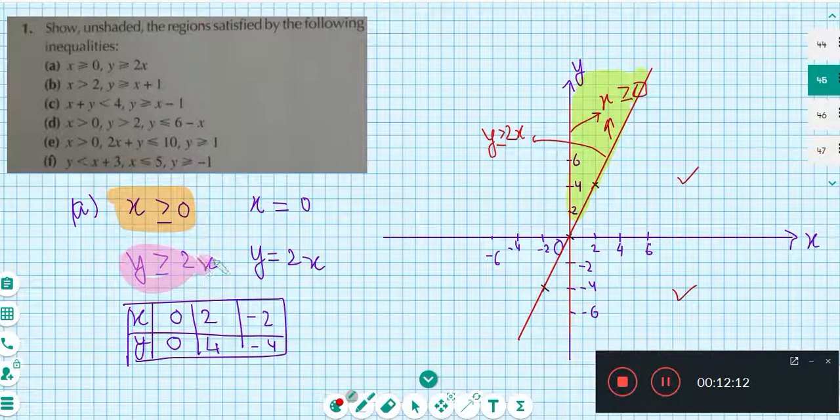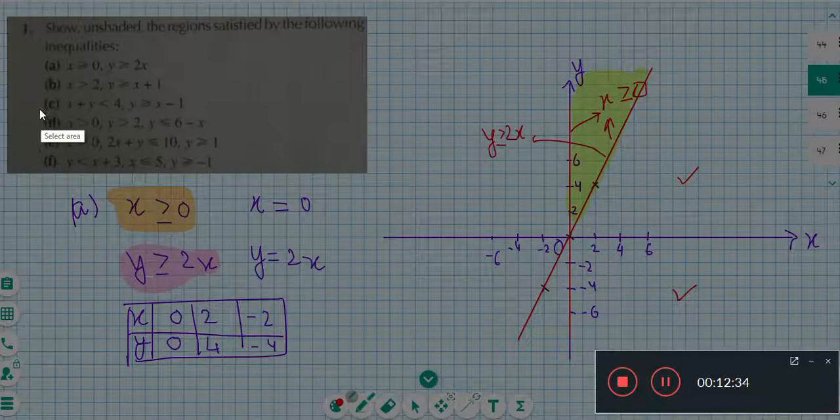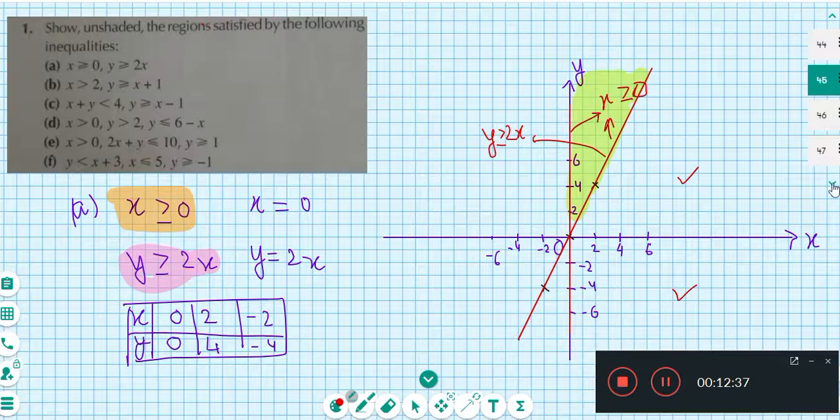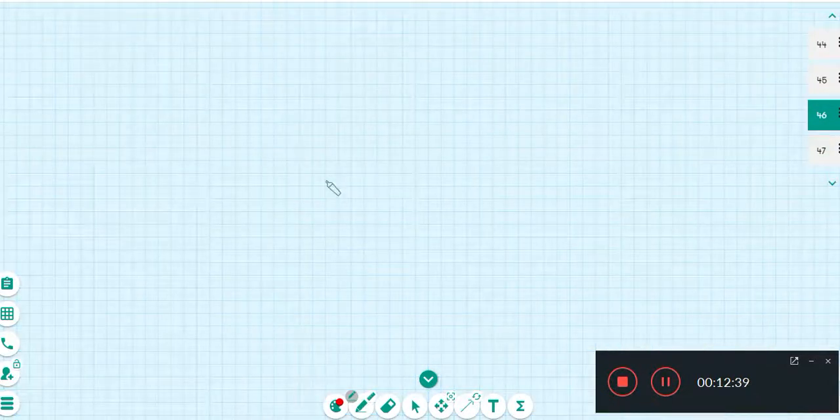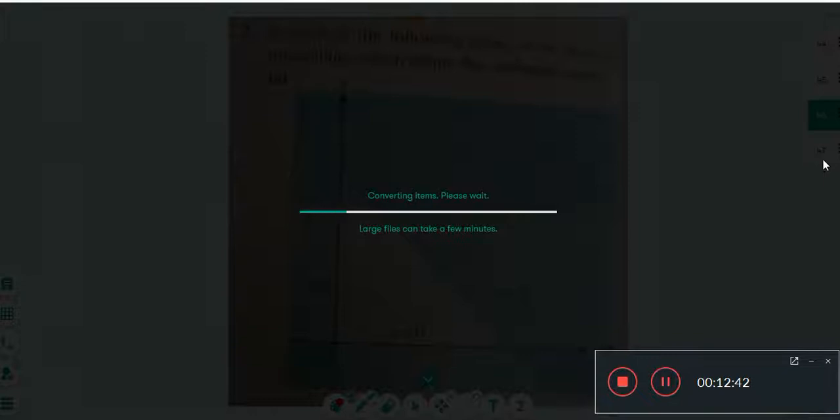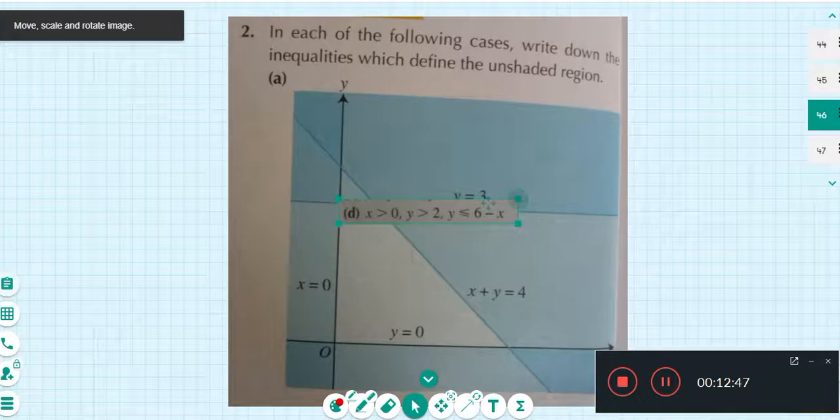All right. We try another question, part D. So the first inequality is x is greater than 0, or if we see that, the equation of the line will become x equal to 0. So x equal to 0 exists on the y-axis. So I'm drawing the line on the y-axis, and this line should be drawn dotted. This should be a dotted line.